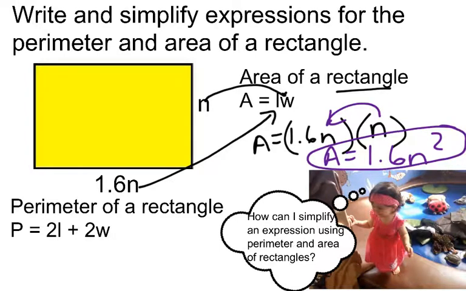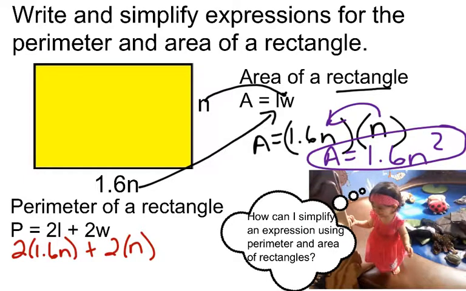Let's look at perimeter. So my perimeter, again, I have if I wanted to add 1.6 plus 1.6 plus n, I could also do that. But I prefer 2 times 1 6/10 n plus 2 times n, which I can put in parentheses, but of course you probably know 2 times n is 2n. So now I have my variables in place of the L and the W.